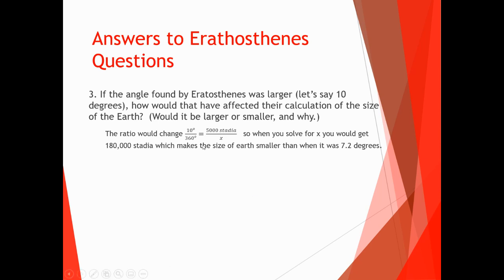If you take that original proportion, the angle divided by 360 equals 5,000 over x, and in this case the angle is going to be 10 because it's a larger angle, when you solve for x, you're going to get 180,000 stadia, which makes the size of the Earth smaller than it was when it was 7.2 degrees. So again, this is playing with proportions, which is relatively simple math. I do anticipate that there's a few of you who might be struggling with this, and that's okay. This is time for you to practice this a little bit more.